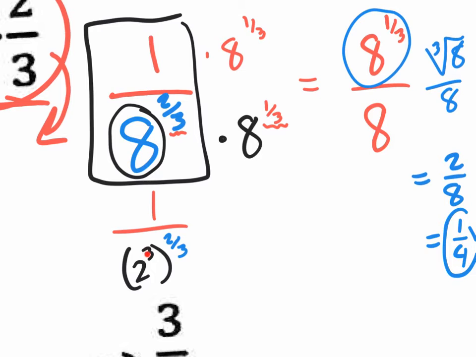So right here, I have a power to a power. So what do you do when you have a power to a power? Multiply. So what's 3 times 2/3?